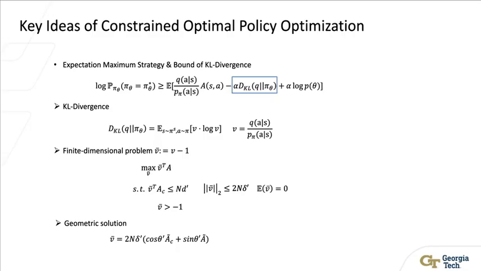And we see that here is a norm constraint. This norm constraint is actually from the constraint for the KL divergence from the safety concern. Given this norm constraint and the expectation of this V bar, the geometric solution of this finite dimension problem can be written in this form. Here, this tilde A_C is actually the normalized advantage term for the cost, and this tilde A is the normalized reward term.